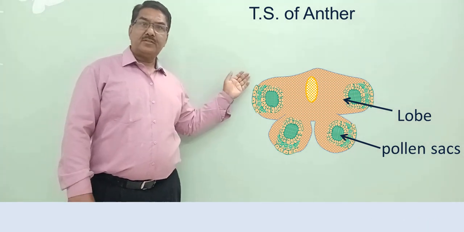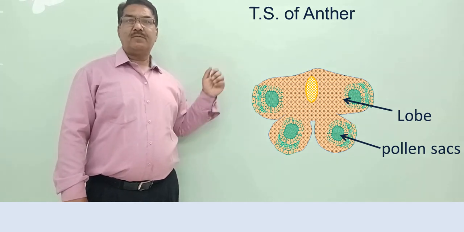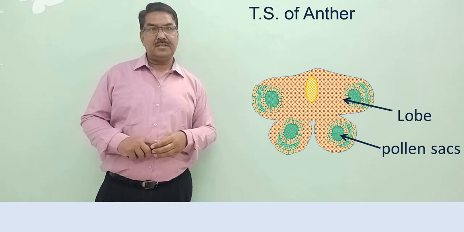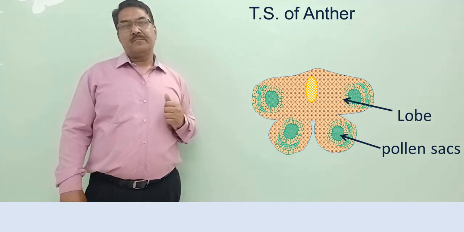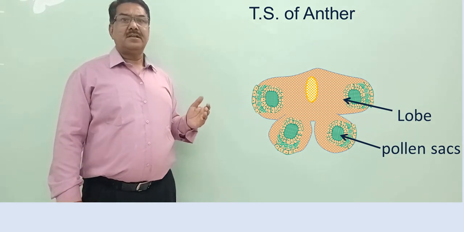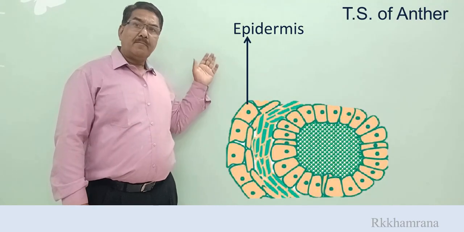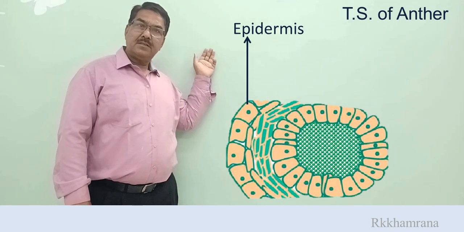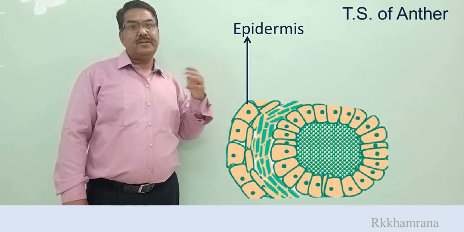It is generally surrounded by four wall layers. The outer three wall layers perform the function of protection and help in dehiscence of anther to release the pollen. The innermost wall layer is the tapetum. It nourishes the developing pollen grains. Number one, epidermis: a single layer of cells, the outermost layer of the anther, with a protective function.